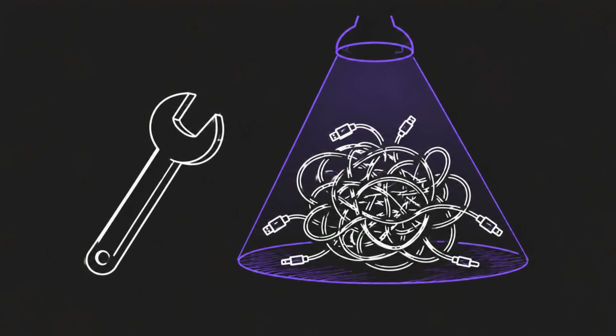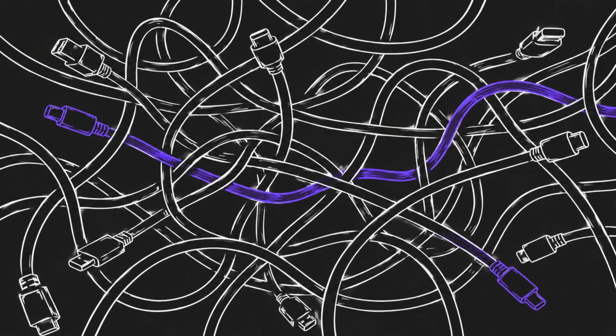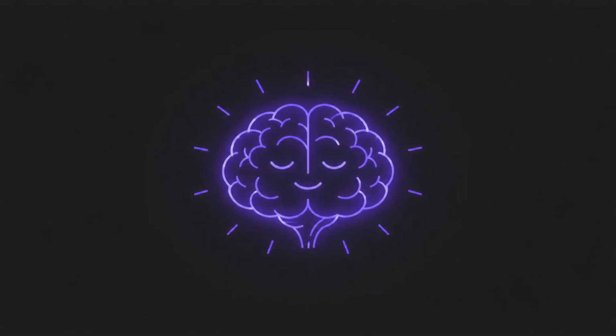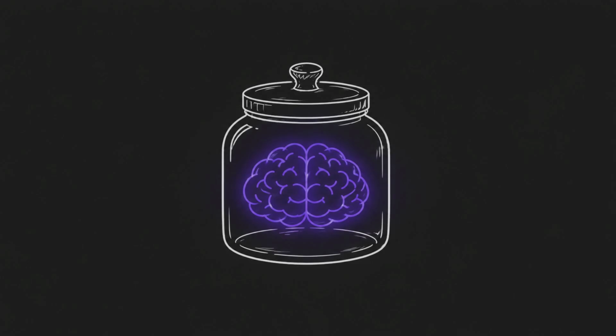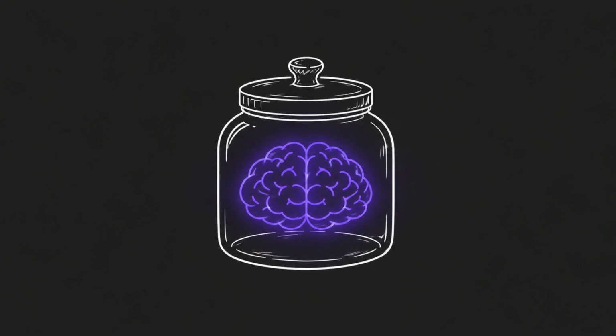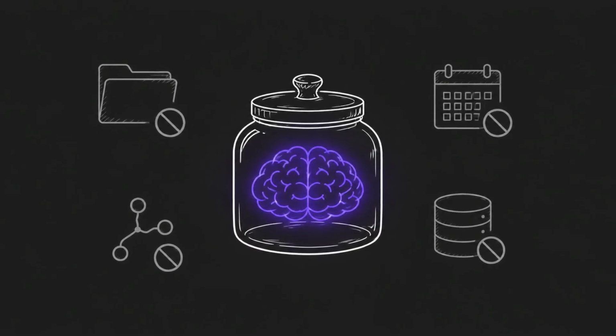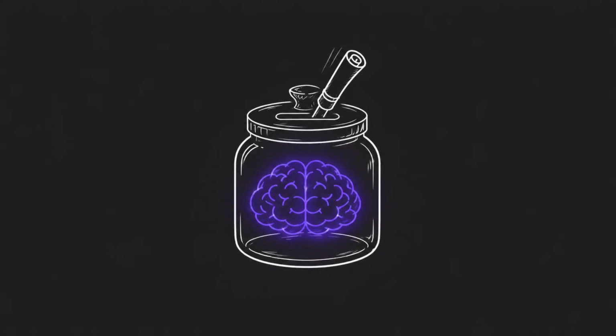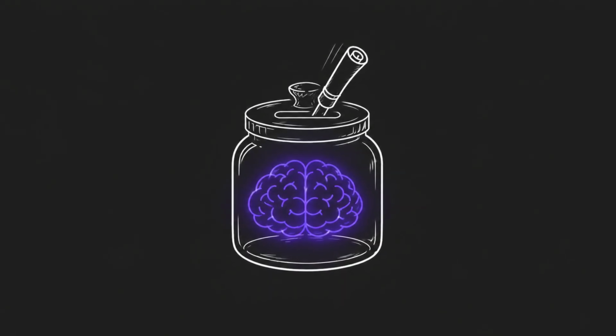Let's start with the problem MCP exists to fix, because to get why it's a big deal, you have to feel the mess it cleaned up. Picture your AI, Claude, ChatGPT, whatever you use, on its own. It's a brain in a jar, brilliant, but sealed off. It can't see your files, it can't check your calendar, it can't touch your GitHub, your database, your Slack. It only knows what it was trained on and whatever you paste into the chat.